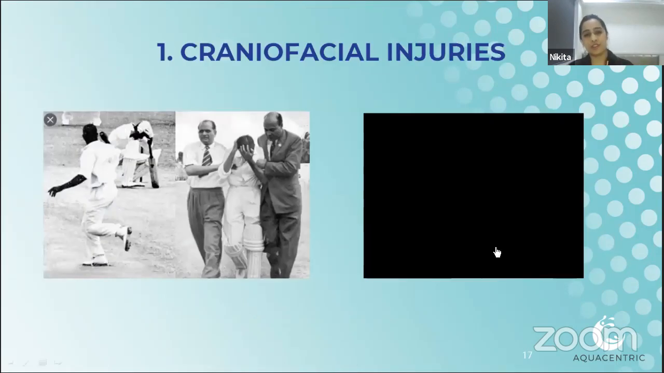Now let's just dive into the injuries. Talking about craniofacial injuries, what I mean by craniofacial is mainly your head neck region. Previously we all know that there was a concept of bodyline bowling. That is where the players were a lot prone, a lot impacted because of injuries, especially to their trunk, especially to the head, and those were the career destroying injuries for a cricketer.